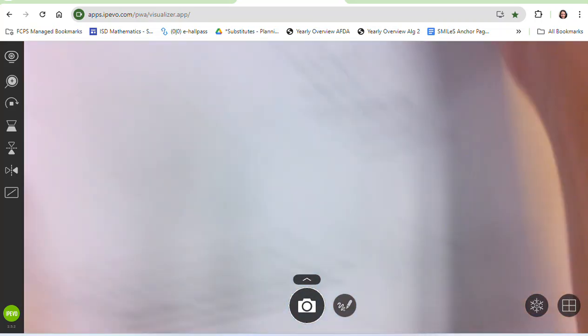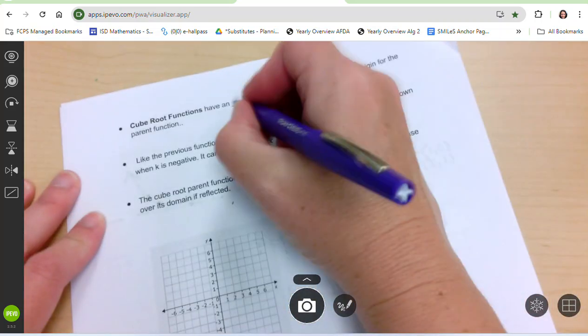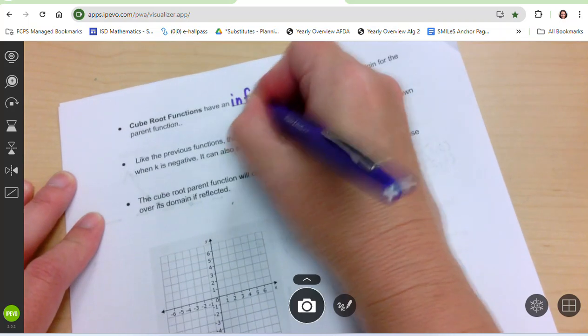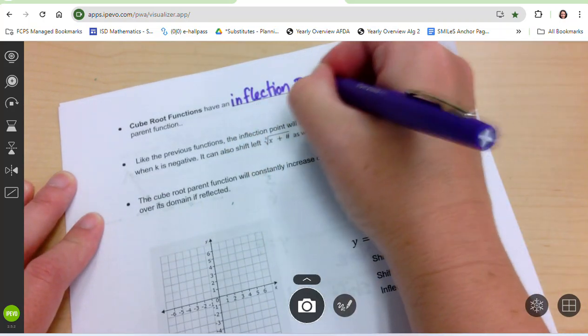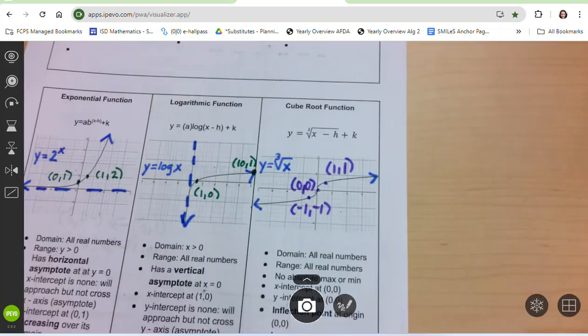Next page. I'm fine. It's just my nose is like.